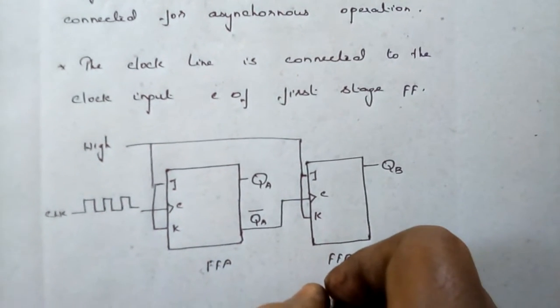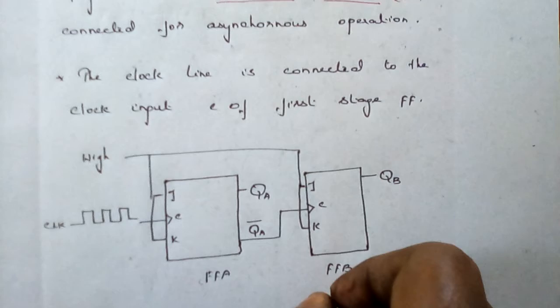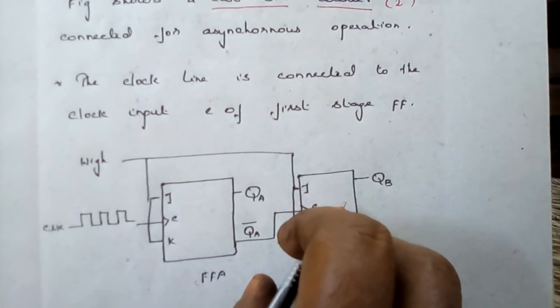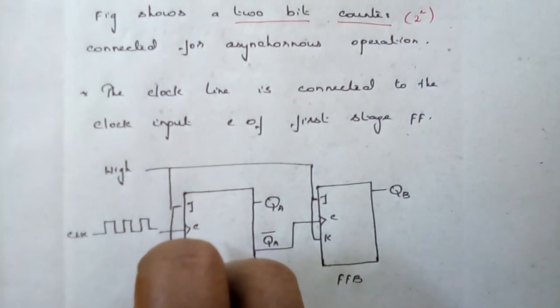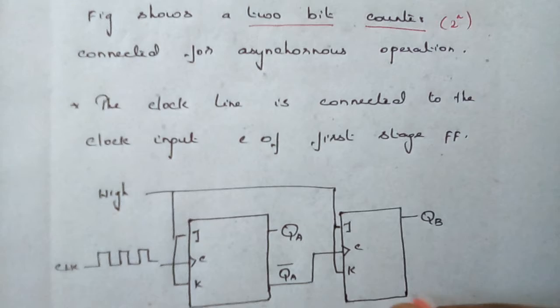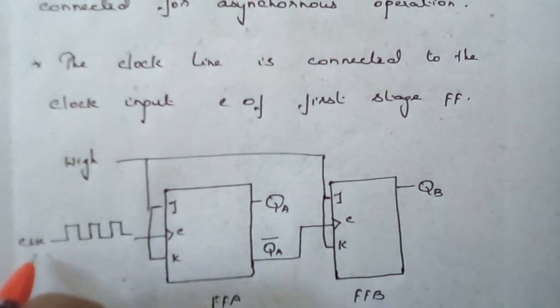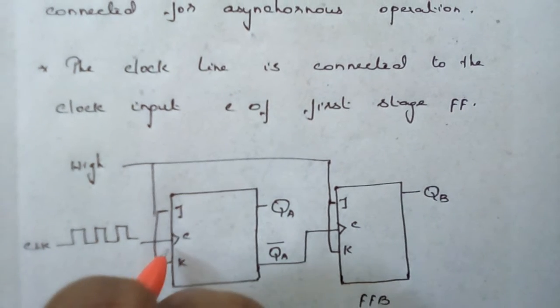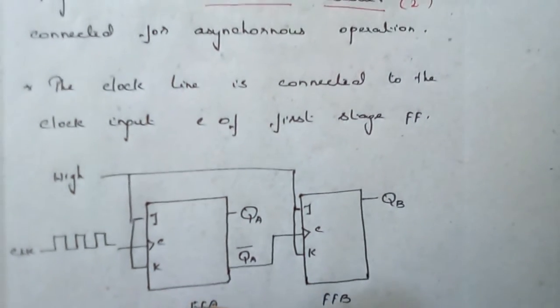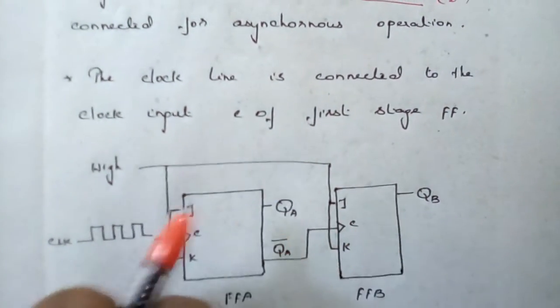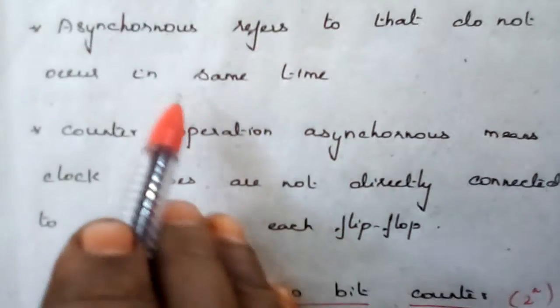and flip-flop B. Here, flip-flops A and B are JK flip-flops, and we have already discussed the JK flip-flop. In a JK flip-flop, if both inputs are high, it automatically toggles, right? In addition to the inputs J and K, a clock input is also given. The clock is provided only to flip-flop A and not to flip-flop B. Such an arrangement is known as asynchronous, right?